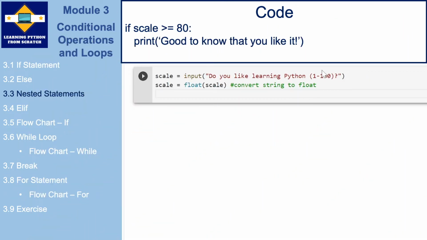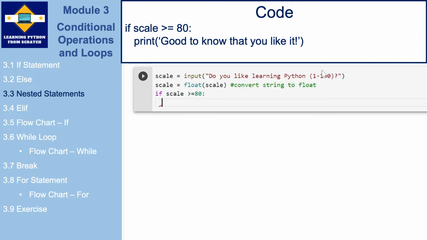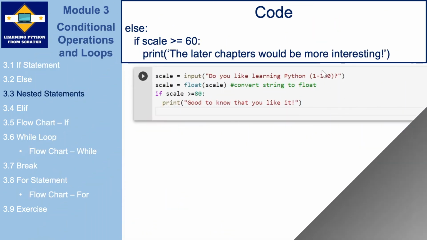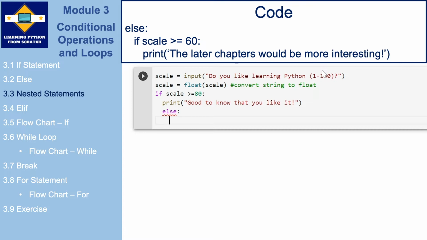Then we add the conditions. For scale larger than or equals to 80, we print "good to know that you like it". So if scale greater than or equals to 80, print. And then for else, if scale is larger than or equals to 60, we print "the later chapters will be more interesting".